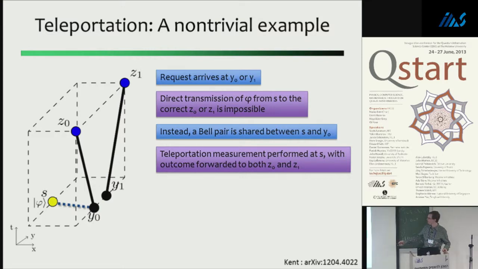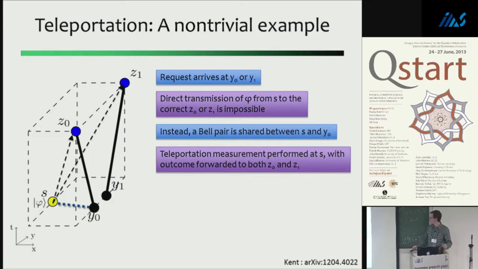Right? So you perform the Bell measurement on the two particles located at space-time point S. And then you have some information that came out of the measurement. And you might think, well, what should I do with this information now? Because I don't know where it's supposed to go. Should it go to Z0 or should it go to Z1? But it's classical information. And so you can duplicate it and send it to both. And so you duplicate your classical information, send it to both Z0 and Z1.